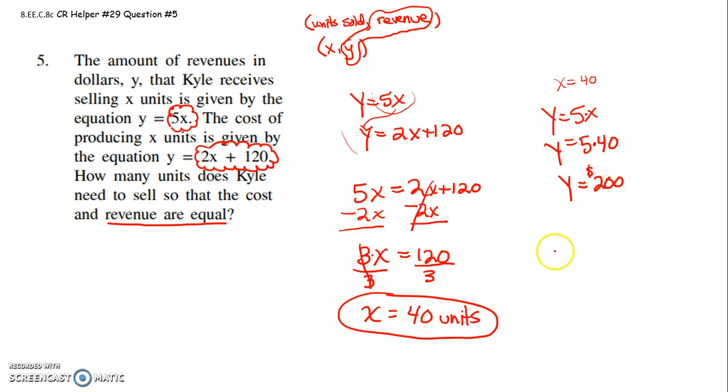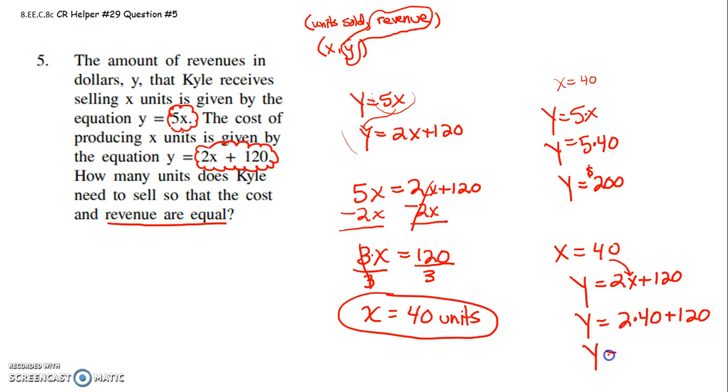But guess what it's going to cost to make them? So let's check X equals 40 in our cost equation. So now again, in place of X, I'll put 40. Y equals 2 times 40 plus 120. 2 times 40 is 80. Guess what 80 plus 120 is? That's $200. So I'll tell you, they got to sell more than 40 units if they want to start making a profit. All right, hope that helps.